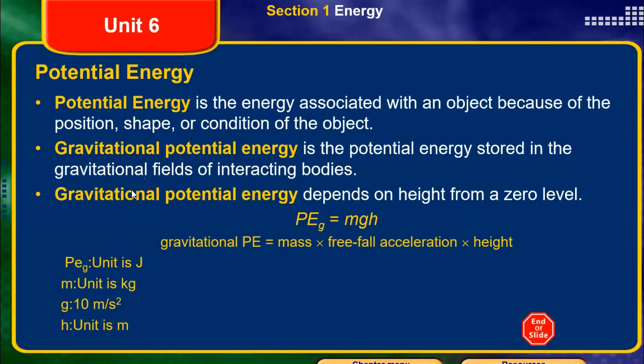And the formula for this is PE gravitational is mass times g, which is free fall acceleration, which we're going to just use 10, times the height you are above whatever you deem as 0. So PEg, gravitational potential energy, the unit again is joules because it's energy. All energy's unit is joules. M, mass, the unit is kilograms. G, free fall acceleration, is 10 meters per second squared. And then the height, h, the unit is meters. The only way that gravitational acceleration, free fall acceleration, changes is if you go to a different planet.